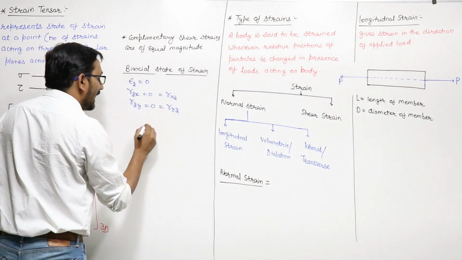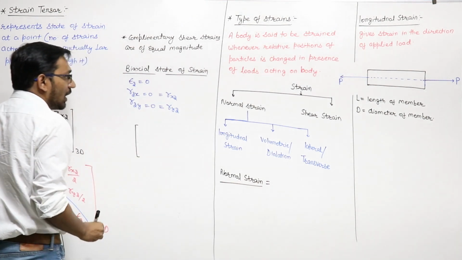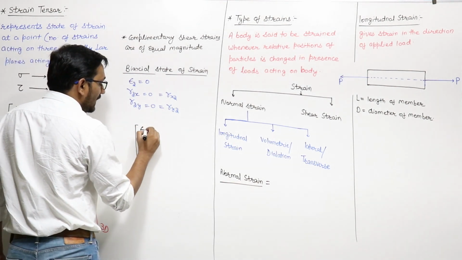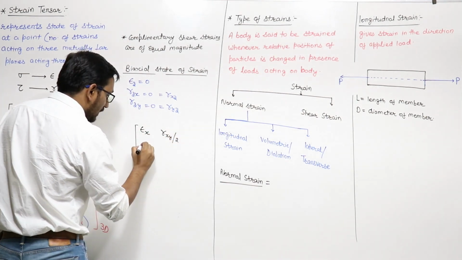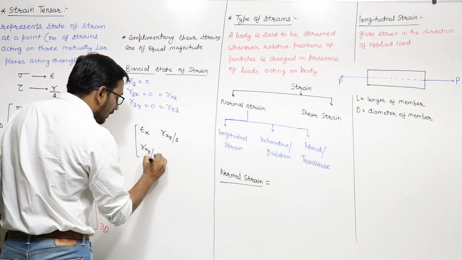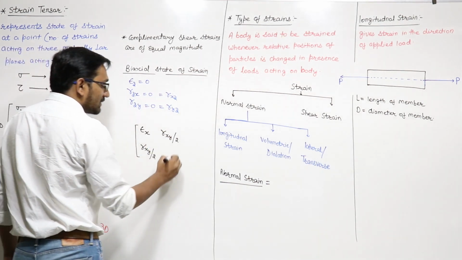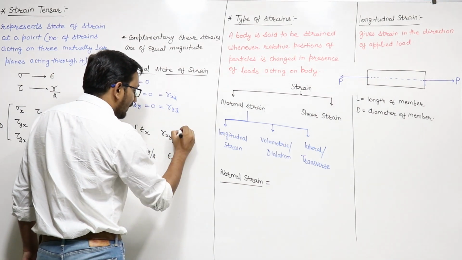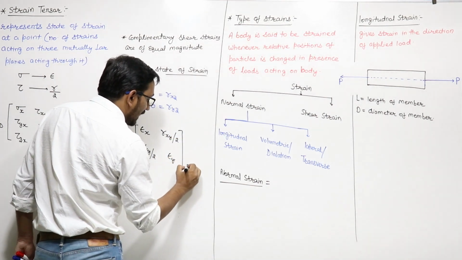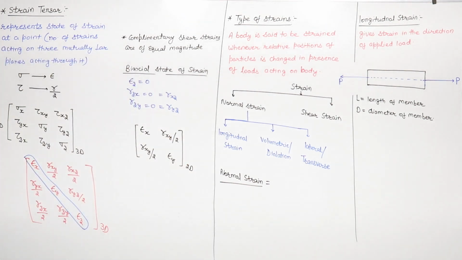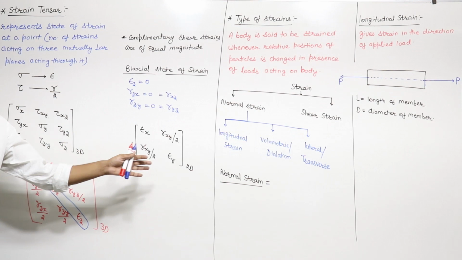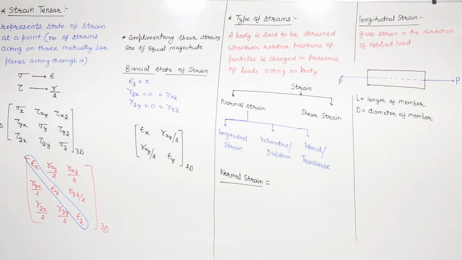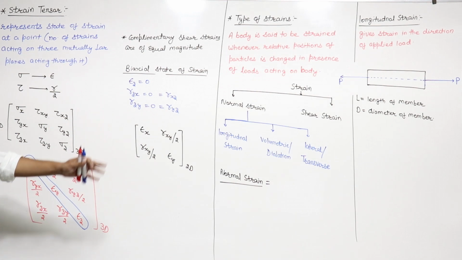So the state of strain or the strain tensor in case of biaxial state of stress will be epsilon x, gamma xy by 2. Here also gamma xy by 2, because gamma yx and gamma xy are equal, and this is epsilon y. So this is your state of strain or strain tensor in case of a two-dimensional body, right? In case of two-dimensional or biaxial state of stress, right? So this is the strain tensor.